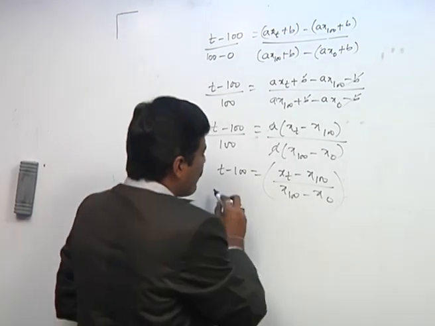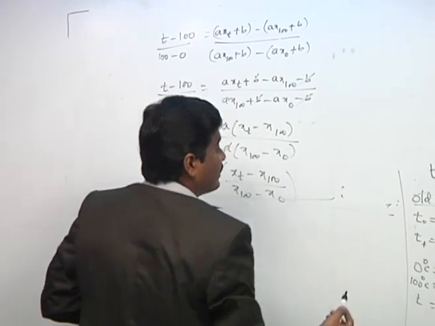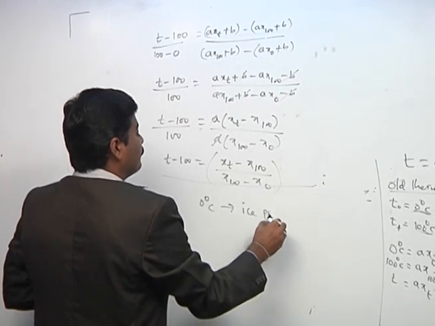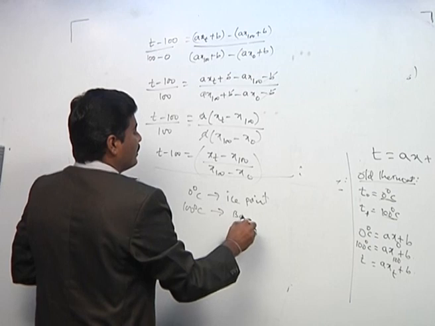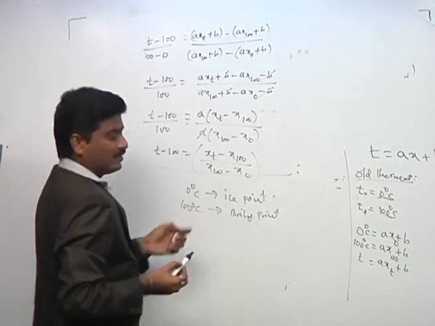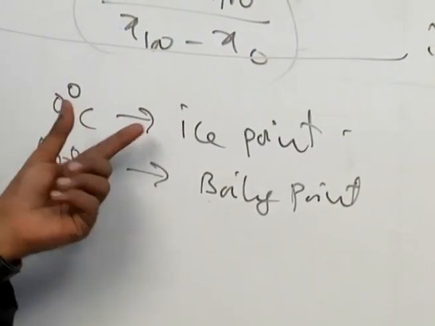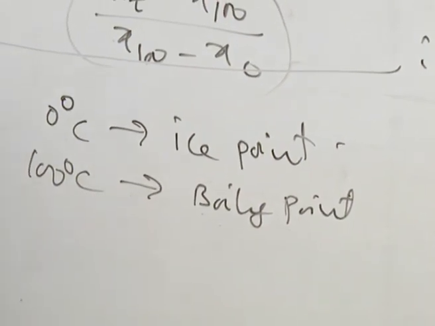Here, what is the drawback of this thermometry? We are taking 0 degree centigrade and 100 degree centigrade. One is what we call the ice point, and one more is what we call the boiling point. These points are not constant, because as the pressure varies, these values will definitely vary. So hence we go for Morton thermometry.